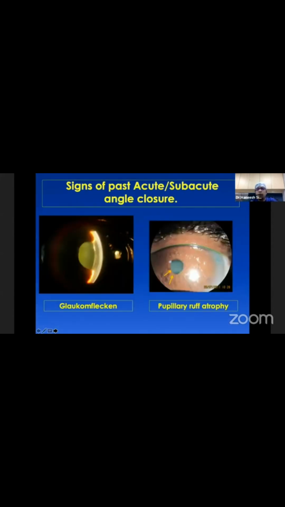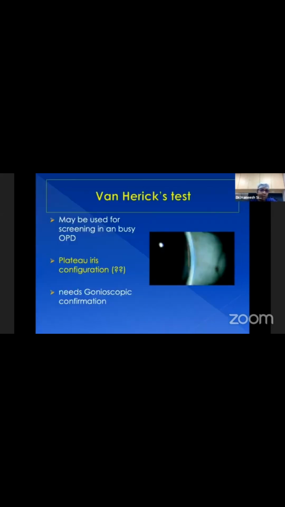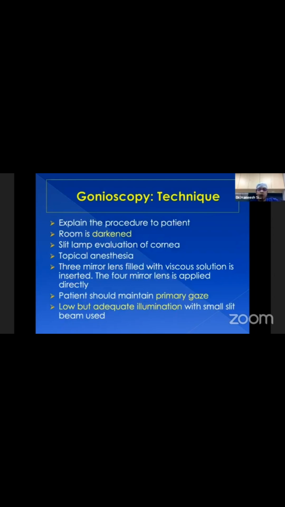There are certain clues which we can get during a systemic evaluation, for example, say glaukomflecken or area of pupillary atrophy, Krukenberg spindles, and pseudoexfoliation, which will give you an idea that this patient definitely needs a gonioscopic evaluation. The Van Herick test is a good test for screening shallow chambers in a busy OPD, but it is not a replacement for gonioscopy. Before you decide whether the patient needs an iridotomy or not, you should recheck by gonioscopy.